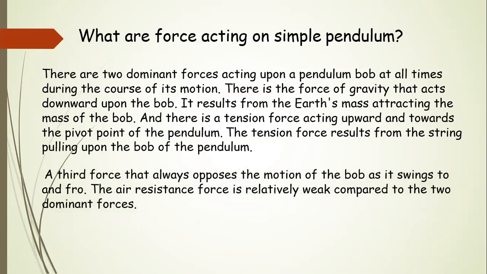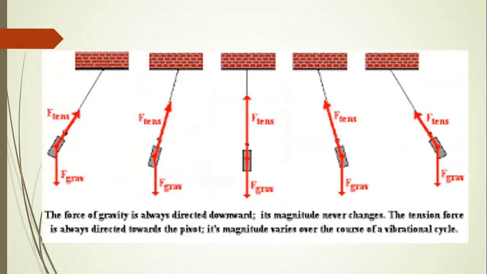Now, this is your restoring force. A third force that always opposes the motion of the bob is air resistance, but this is a relatively weak force, so we are not going to consider that. We are going to draw the two main forces. If you look at this, this is the displaced pendulum. This is the pendulum on the mean position. Again, these two are the displaced pendulum.